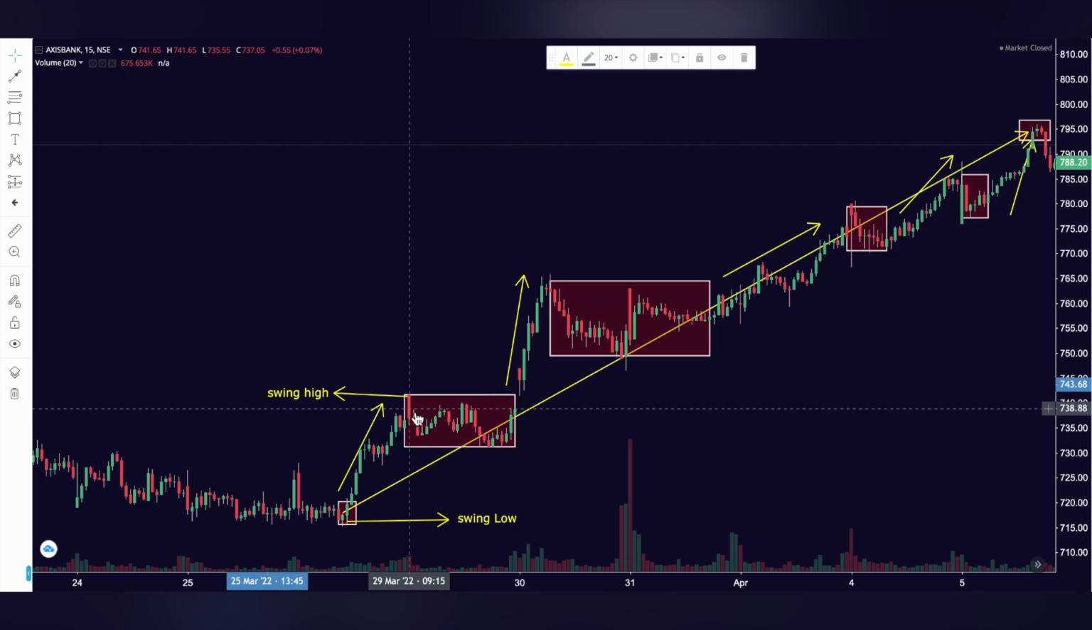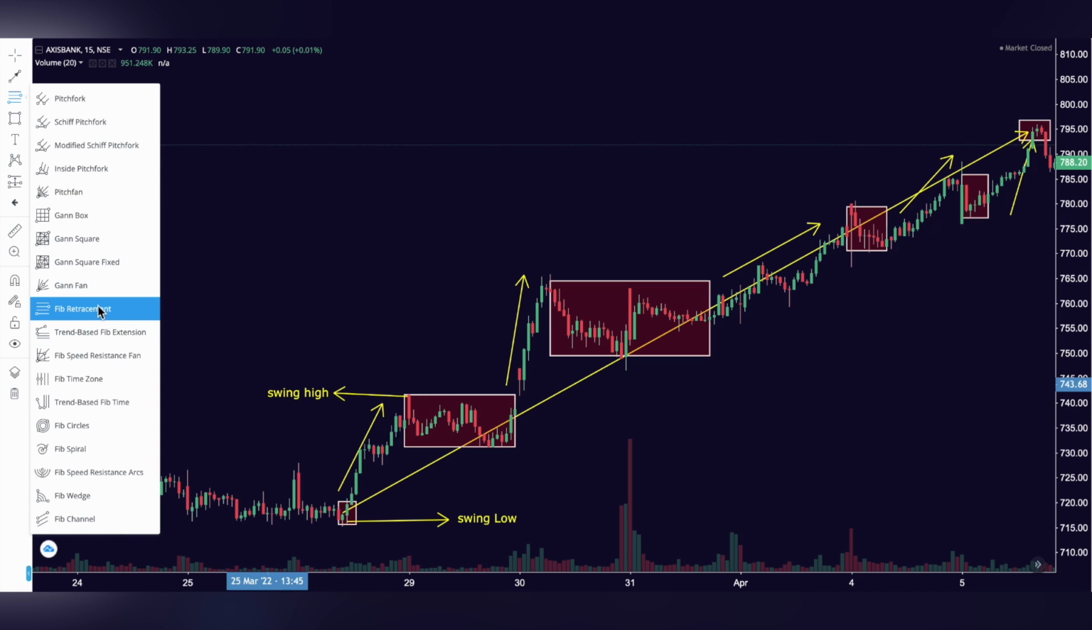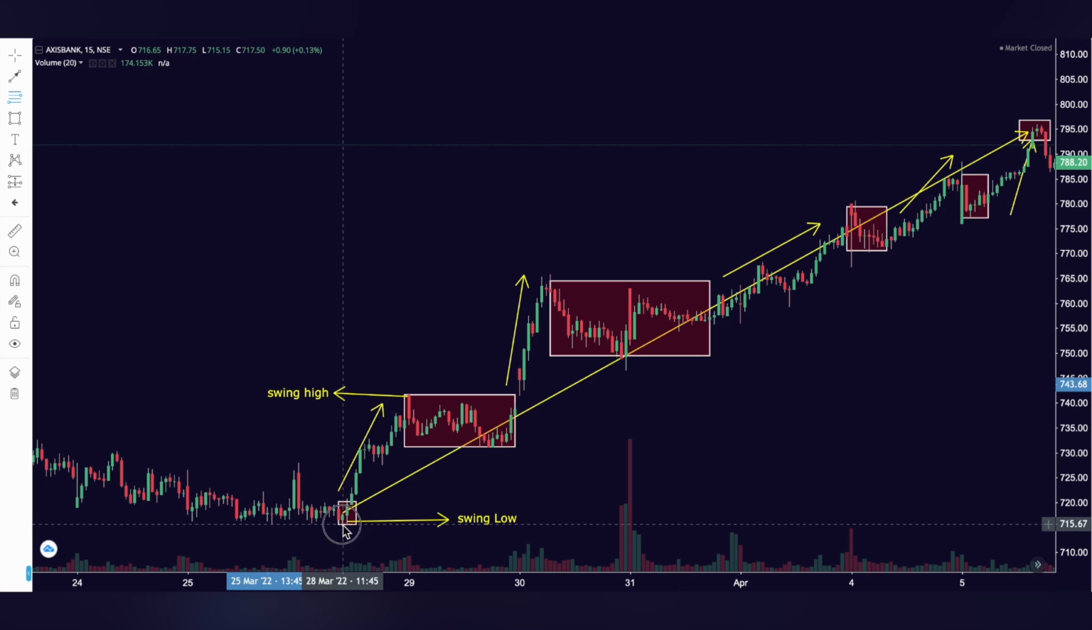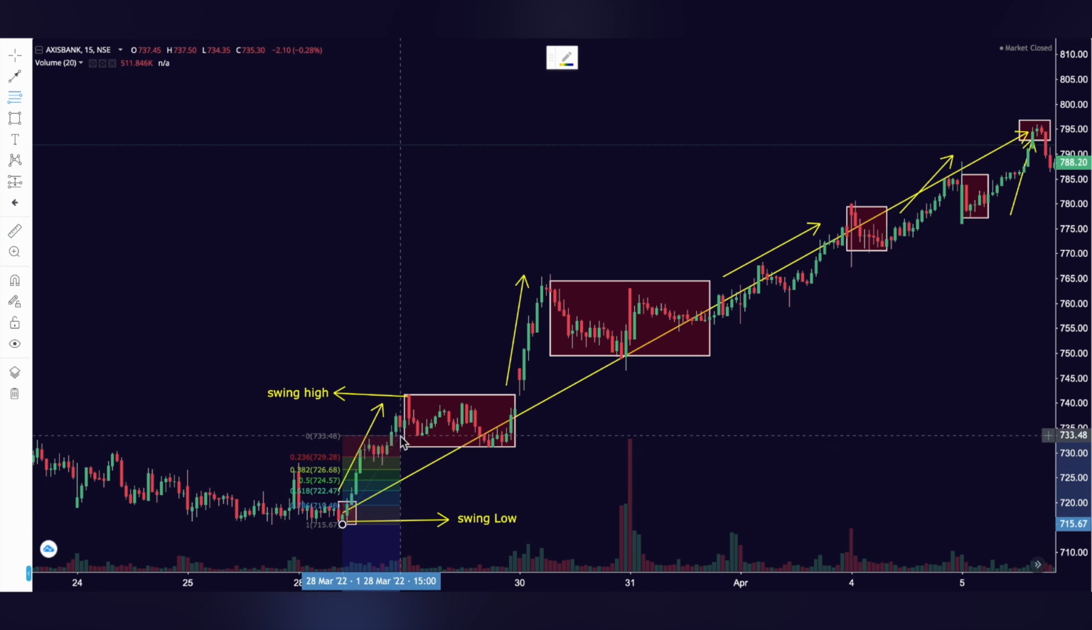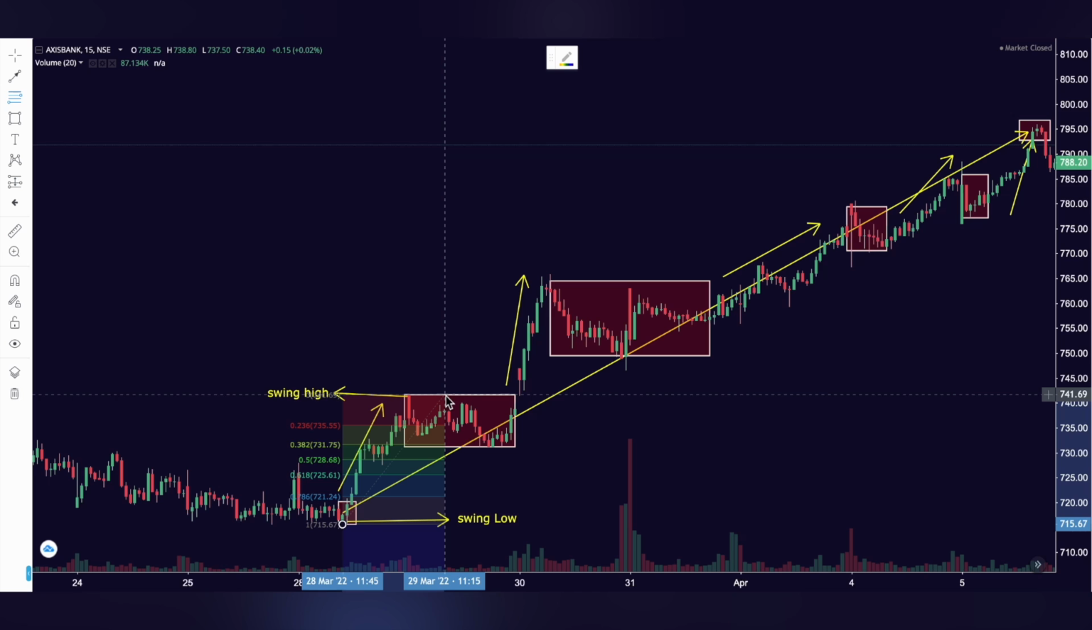See traders, the stock went down, right? Please ignore all this. In live market, this and all you cannot see, right? From this level, just imagine the stock price came down. Now, if you want to identify the support level of this swing, we can use the Fibonacci tool. Now, if I just choose the Fibonacci tool from the swing low level, I bring it up to swing high level.